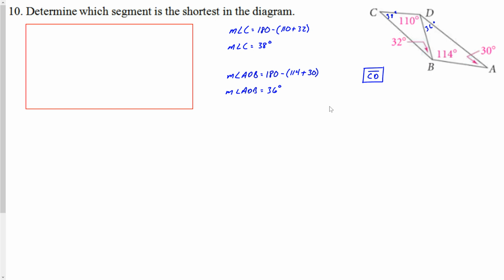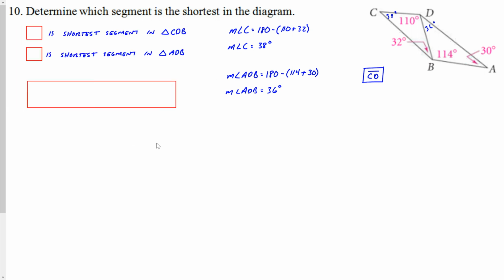Here's how you have to go about figuring this out. The first thing you have to do is look at each individual triangle. So we have the triangle on the left, which is triangle CDB. We have the triangle on the right, which is triangle ADB. In each of those triangles, you need to figure out which is the shortest side. So in triangle CDB, which side is the shortest? That would be segment CD. What's the shortest side in triangle ADB? Segment BD is the shortest side in triangle ADB.